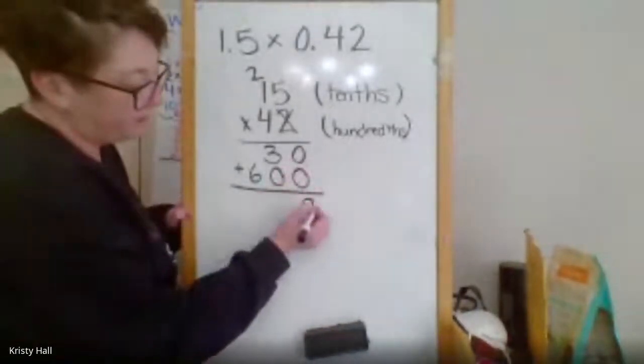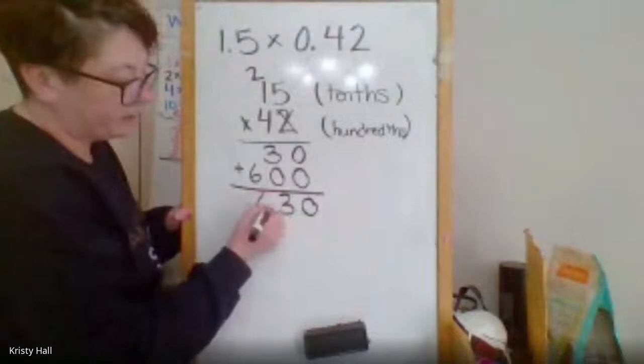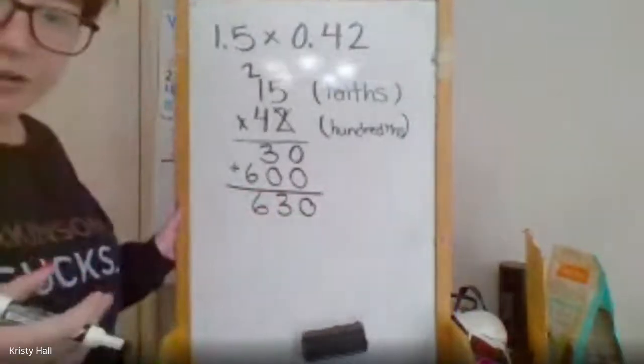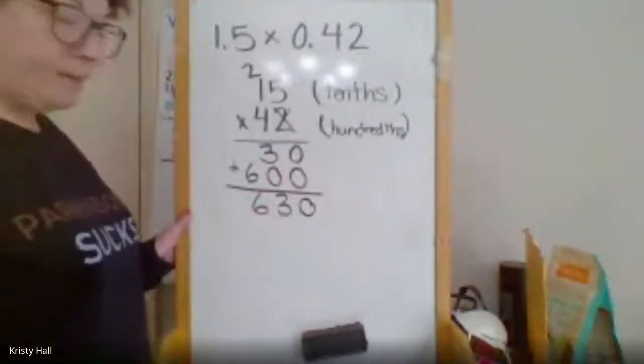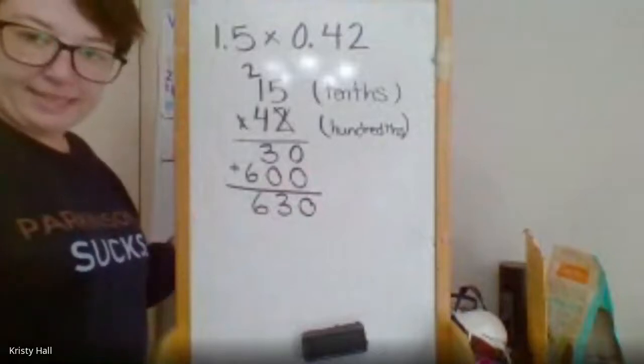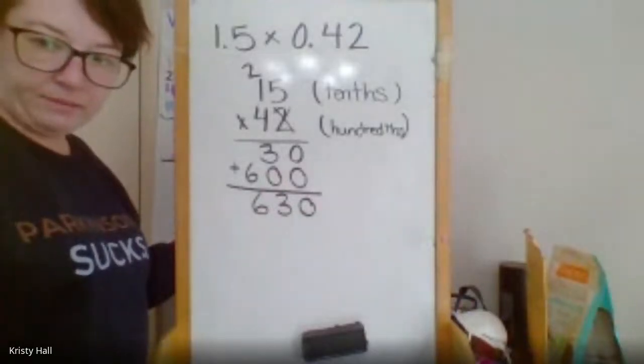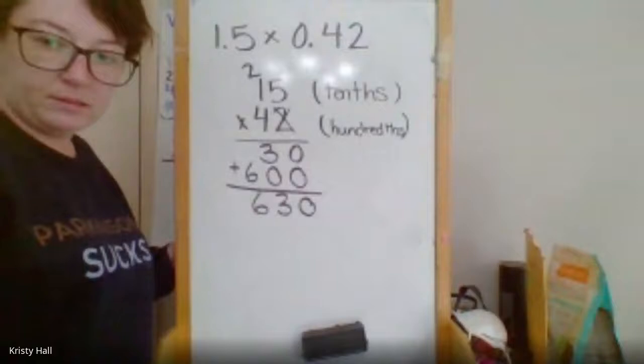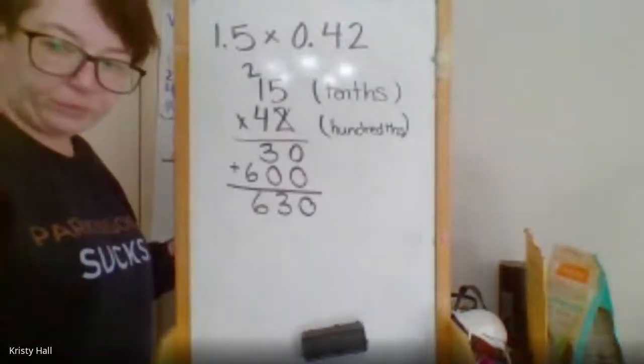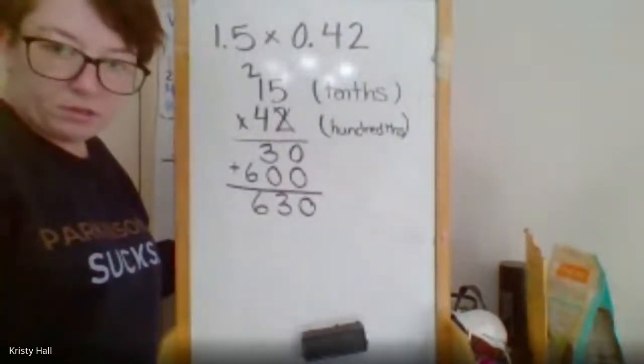Okay, so I get 0, 3, 6. So you should have gotten 630. You see that? Anyone that didn't get that needs me to go through it again? Okay.